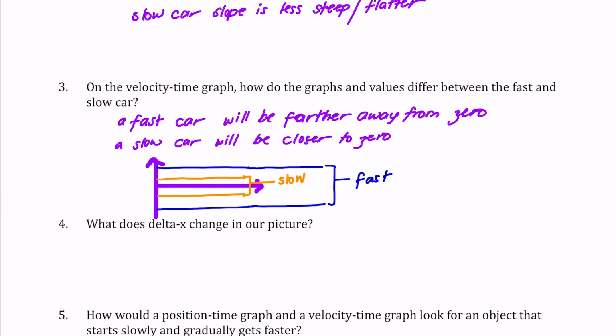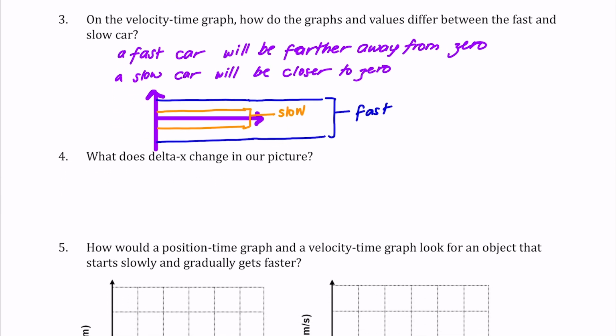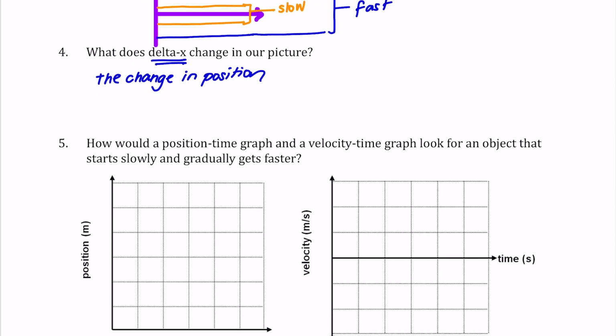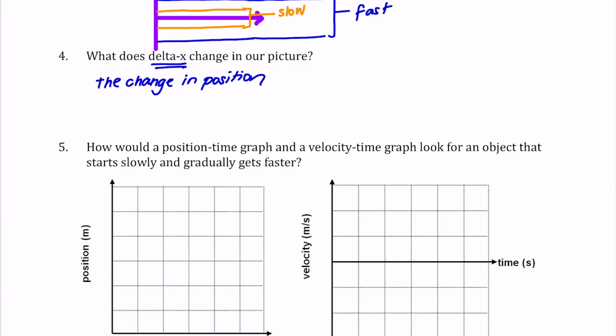All right, question number 4. What does delta x change in our picture? So delta x just means our change in position. So that means in our picture, our car is going to be further apart. So the change in position is going to be further apart if it's fast, or if it's a small number, it's going to be closer together.